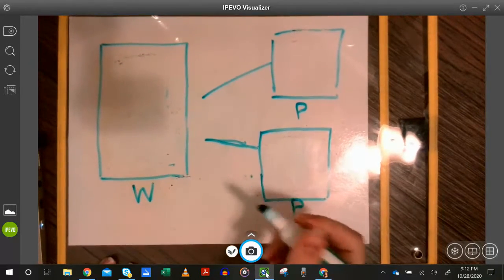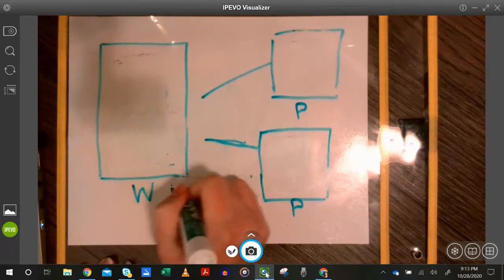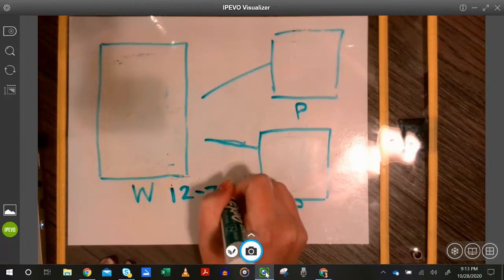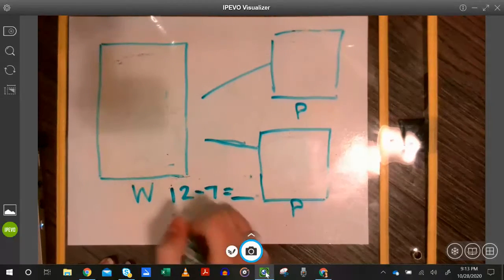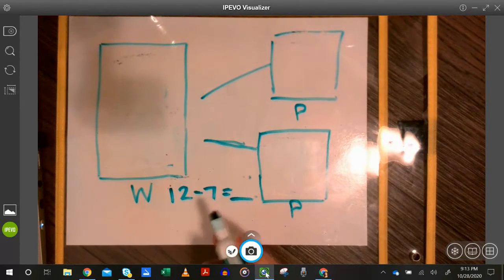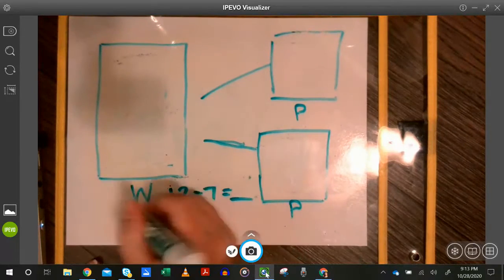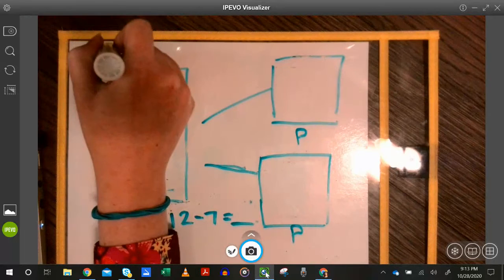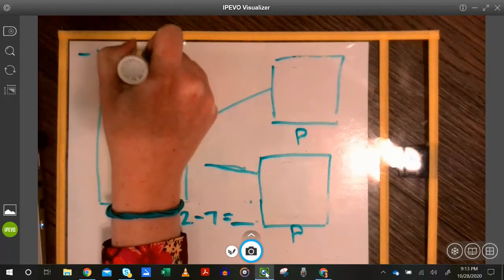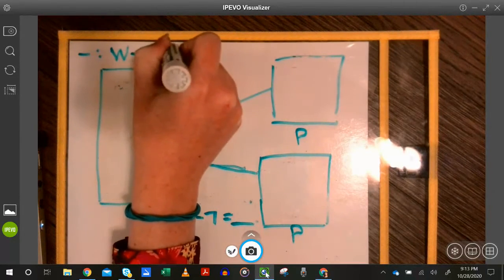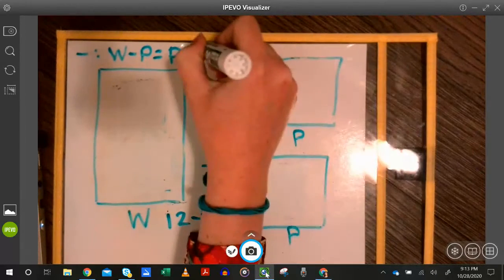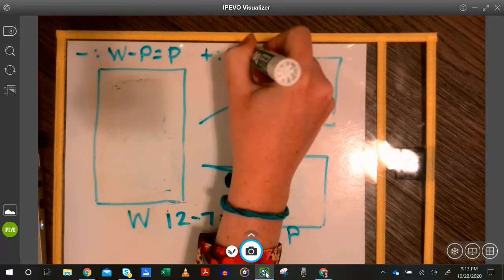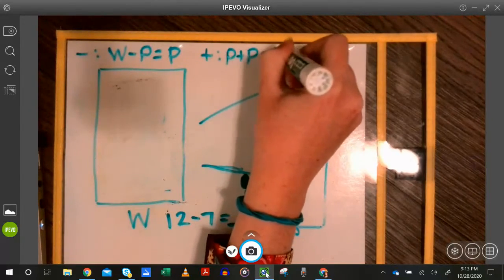Let's do this one. Let's do 12 minus 7 equals blank. Okay, so what are the parts we're putting together? Remember, subtraction is a whole minus a part to equal a part. Addition is part plus part to create the whole.